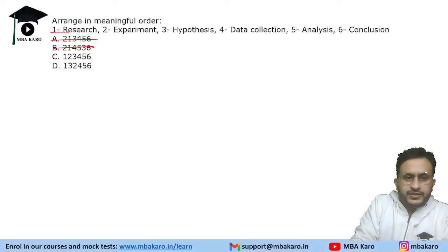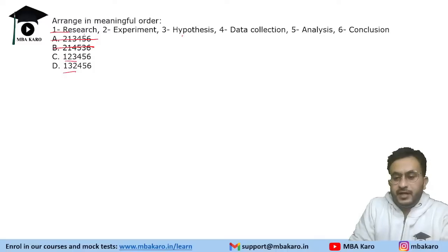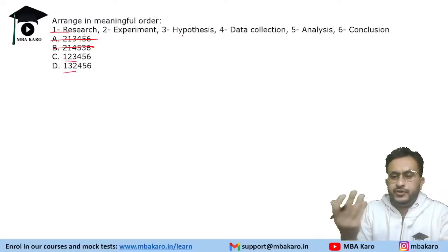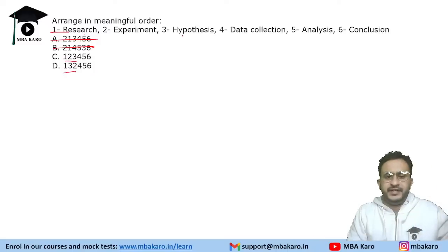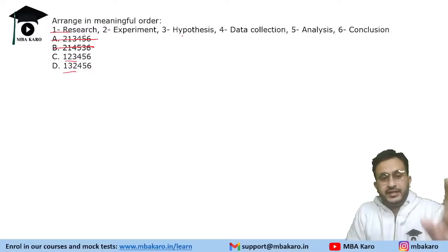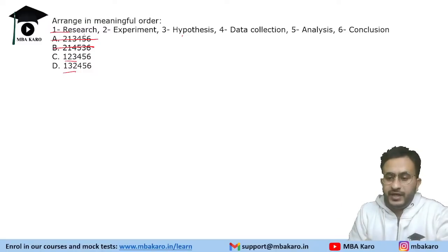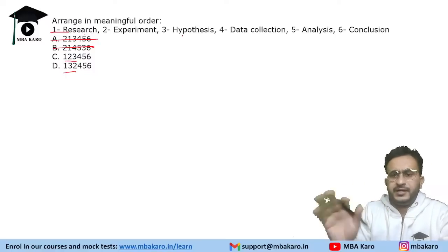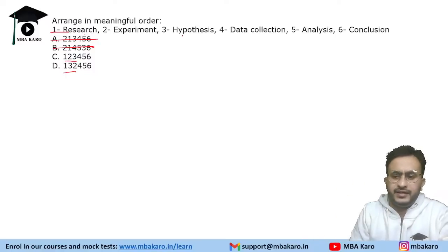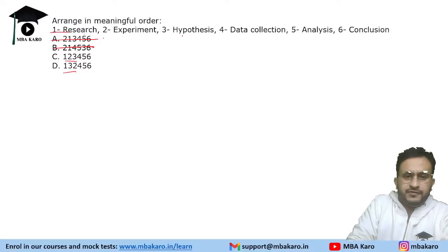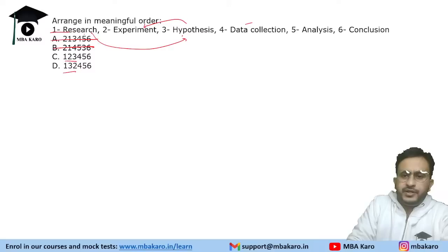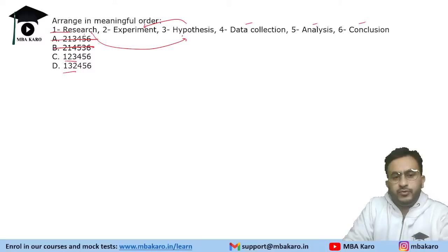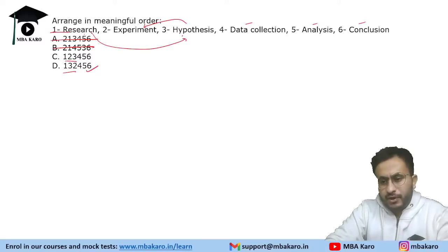Now, if you look at these two options, it is 1, 2, 3, and 1, 3, 2. So when you start a research, first of all, you define hypothesis. What is hypothesis? You take some assumption. You define certain thing that this is going to be true, and then you conduct the experiment to prove that hypothesis true or false. You did the research, then you said okay, this is my hypothesis, I will collect data and experiment. Then you define the hypothesis, and then you conduct an experiment, and in that experiment you collect data, analyze the data, and then come to a conclusion. So that is the proper order.